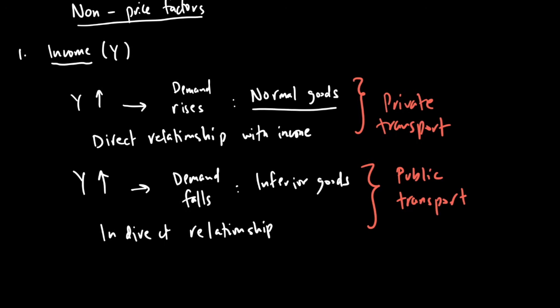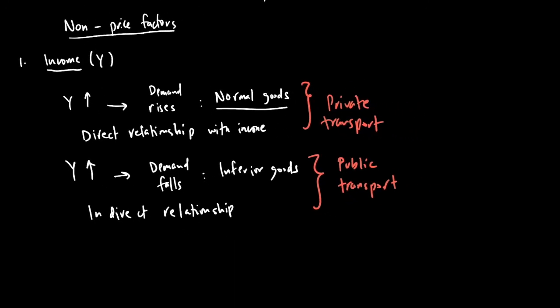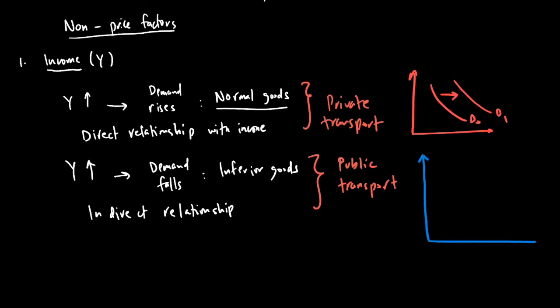So in this case, for normal goods, when your income goes up, you'll see the demand curve shifting to the right, and in the same case, when incomes are rising, public transport will see a demand curve shifting to the left. So irrespective of whatever the price is, because your incomes are rising, you will buy more of these normal goods, and irrespective of the prices, because your income is rising, you will demand less of what we call inferior goods. So this is how the relationship may look.